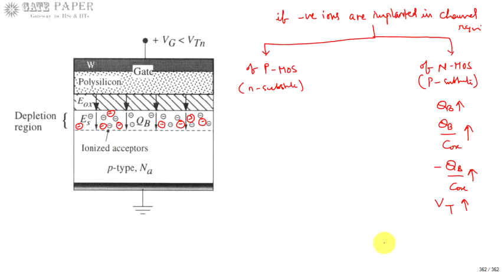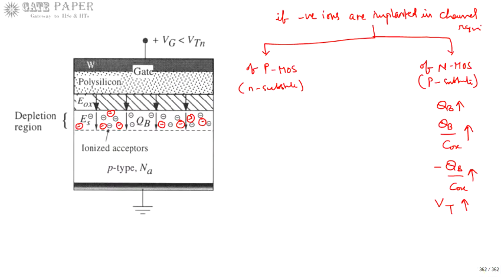So previously if it is plus 1 volt, now it may become 1.2 volts, plus 1.3 volts, plus 1.5 volts, depending on the amount of negative ions you are implanting in the channel region. So threshold voltage increases whenever negative ions are implanted in the channel region of an N channel MOSFET.